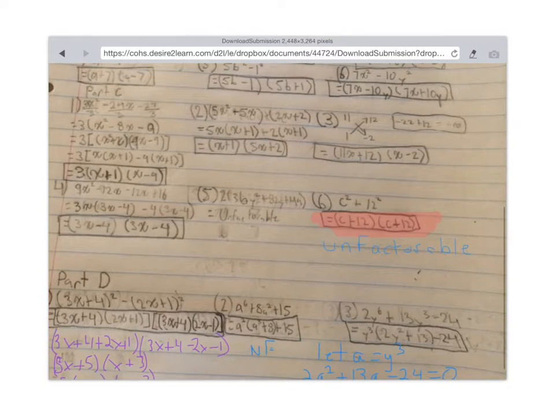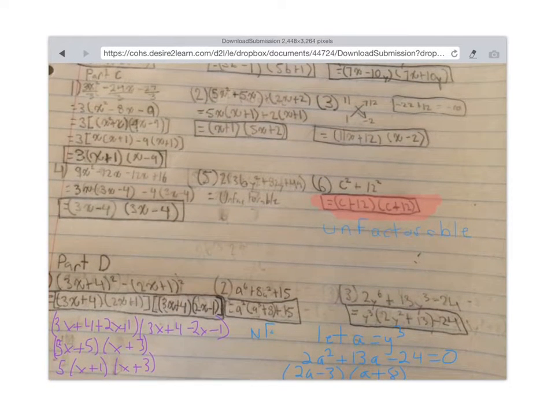Just be careful for number 6. It looks very much like a difference of squares, but it's not. You can factor a difference of squares, you cannot factor a sum of squares. And so that was put in there to catch people who weren't thinking about the difference between the two.